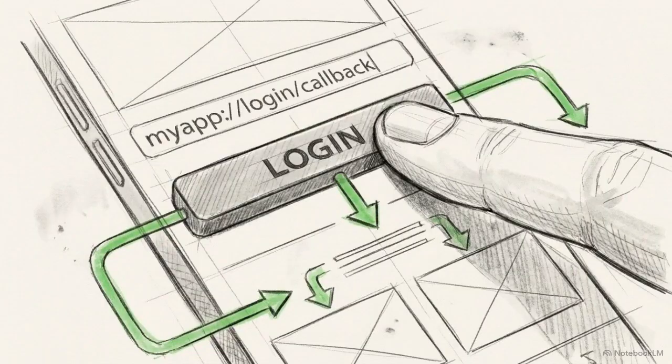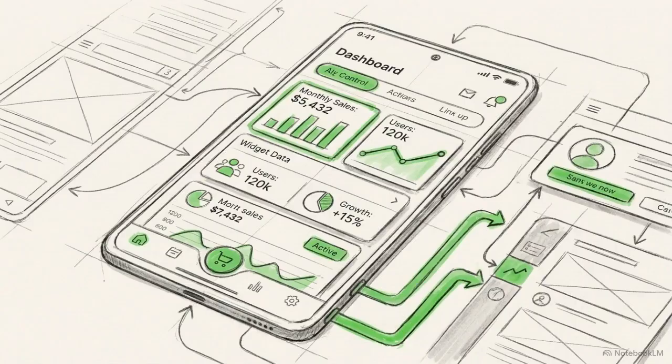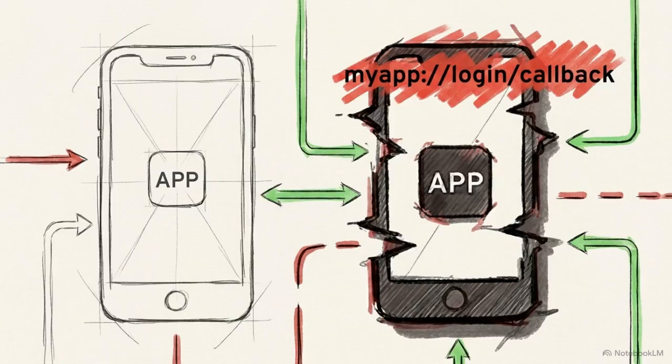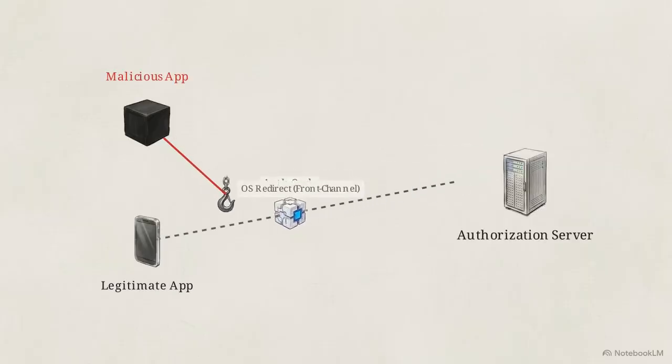When you log into a mobile application, the authorization server sends you back to your app using a custom URI scheme, a specific link designed to wake up that exact application. The threat opens because a malicious application on that same device can register the exact same custom URI. When the server sends the authorization code back to the device, the malicious app intercepts it.